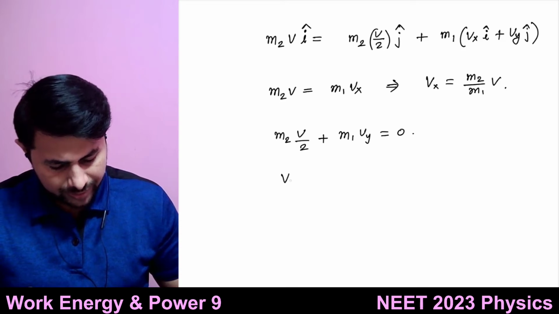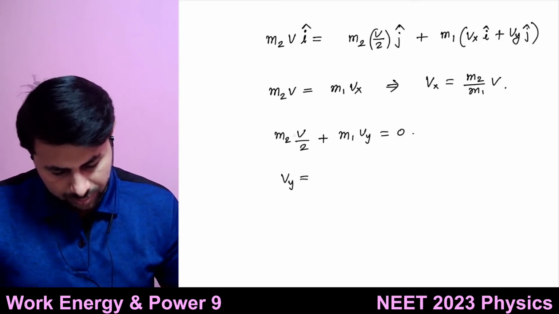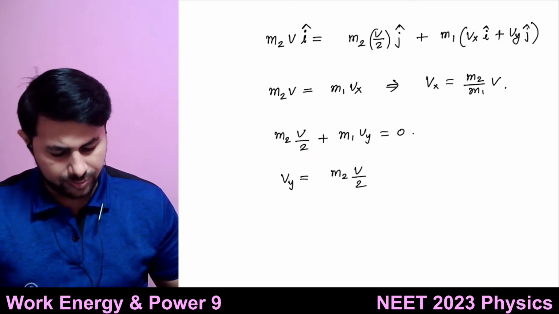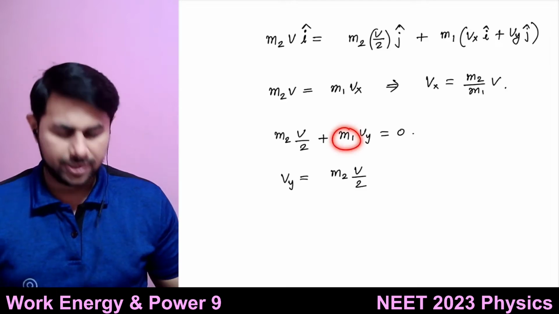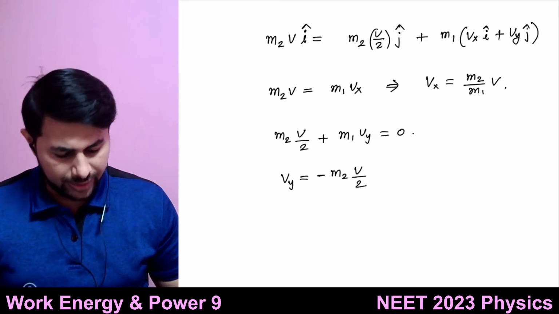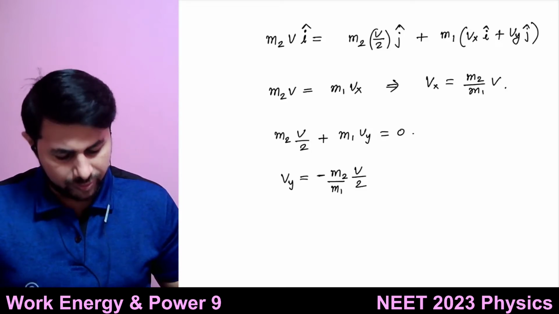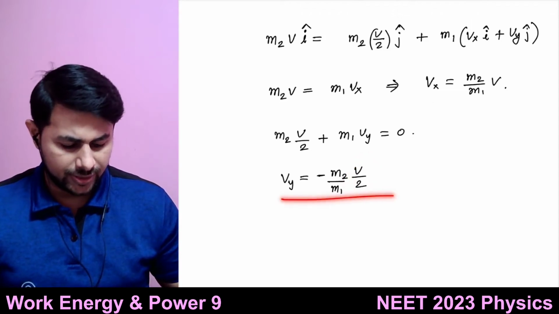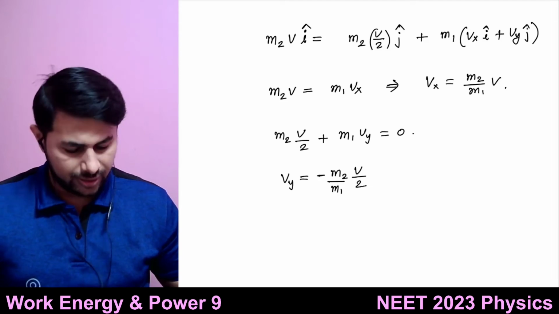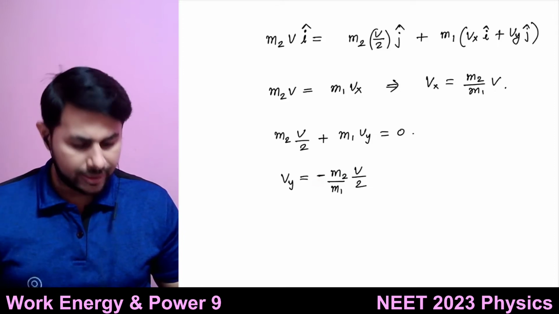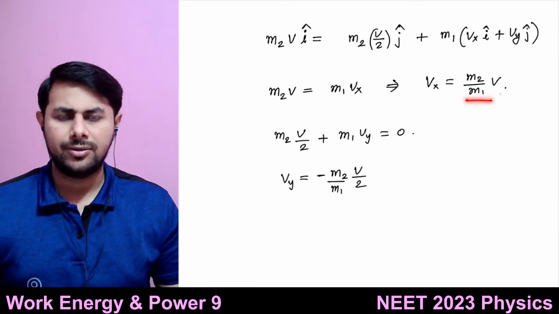So how much is vy? Moving this to the right hand side, it is m2 v upon 2, and this m1 will go into the denominator, but when you move it to the right it will have a negative sign. So vy is minus of m2 upon m1, multiplied by v by 2. So the y and x components of velocity of this mass m1 are minus m2 by m1 v by 2 and m2 by m1 v.